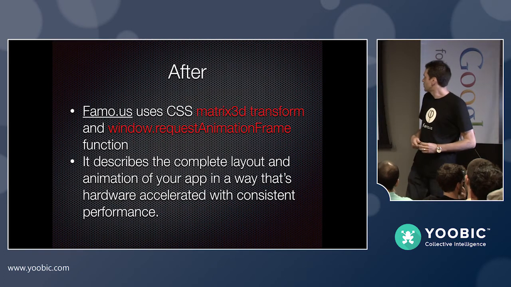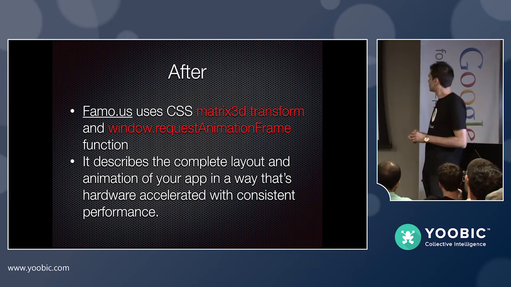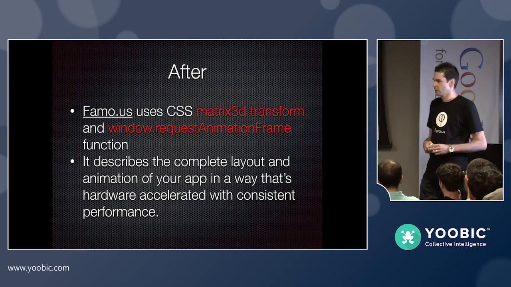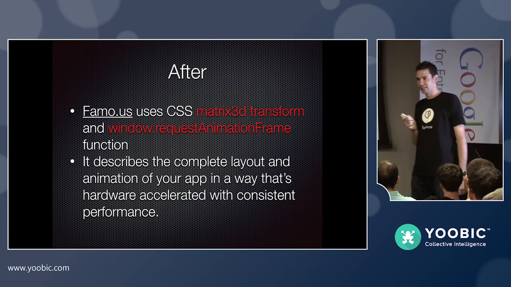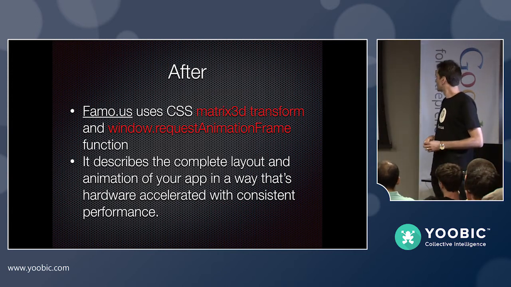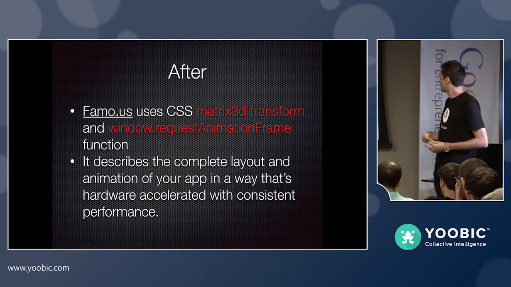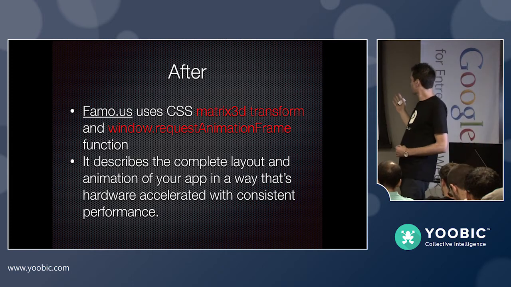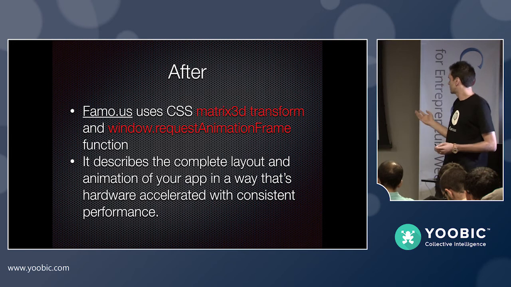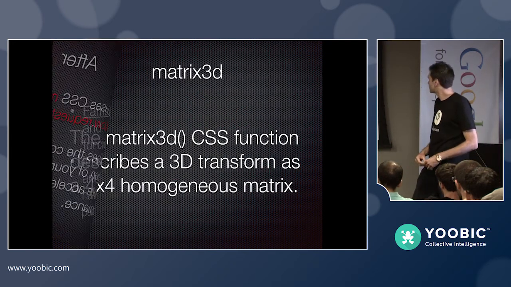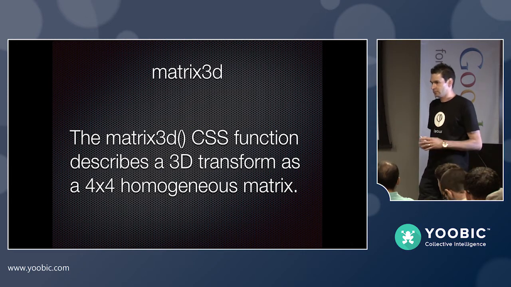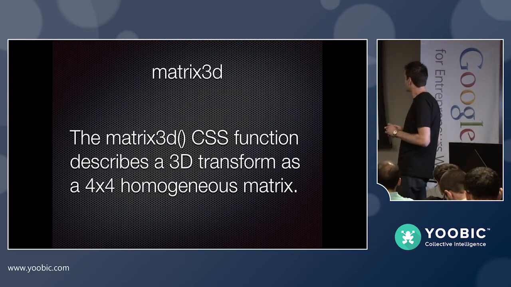What happens in Famous, it uses two things. It's matrix 3D transform and request animation frame function. So the things marked in red, we will explain them now. Famous describes the complete layout and animation of your app, and it's accelerated with consistent performance. So what is matrix 3D?